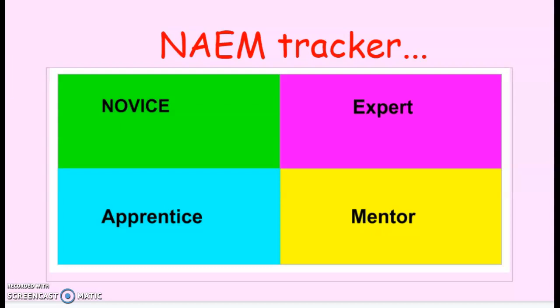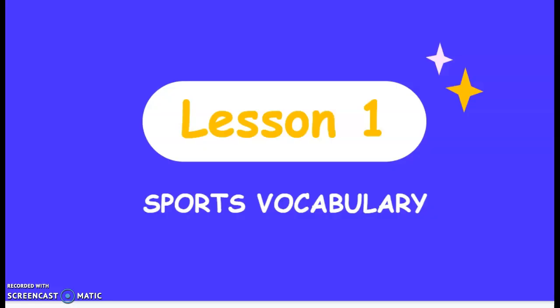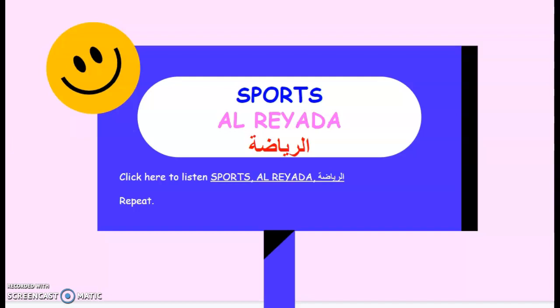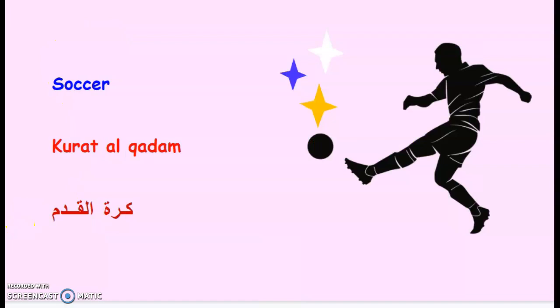All right, so let's start our lesson 1, sports vocabulary. I can name 6 sports in Arabic. So the first word I would like for you to learn today is the word sports. Sports in Arabic is al-riyada. Let's say it together. Al-riyada.